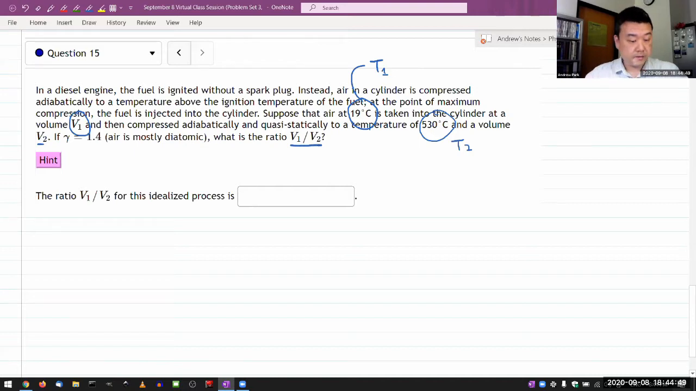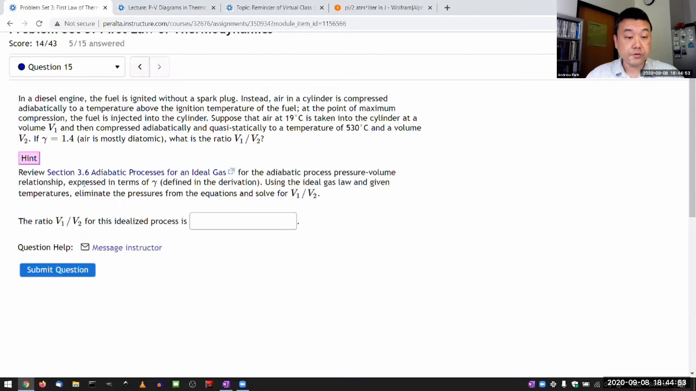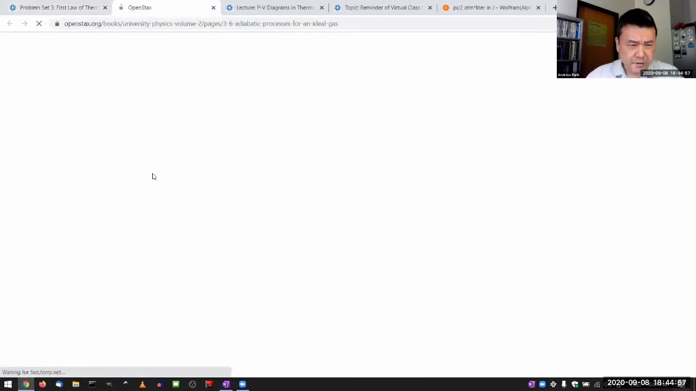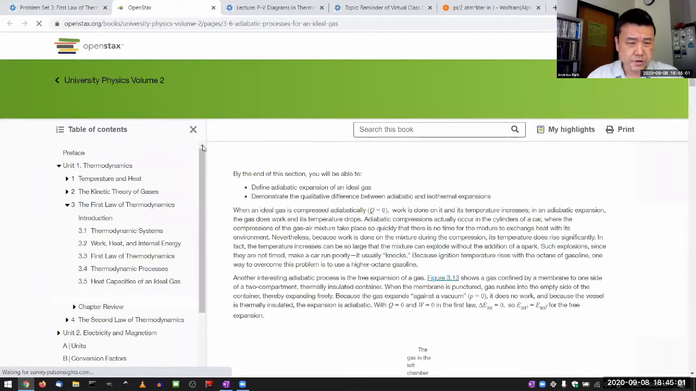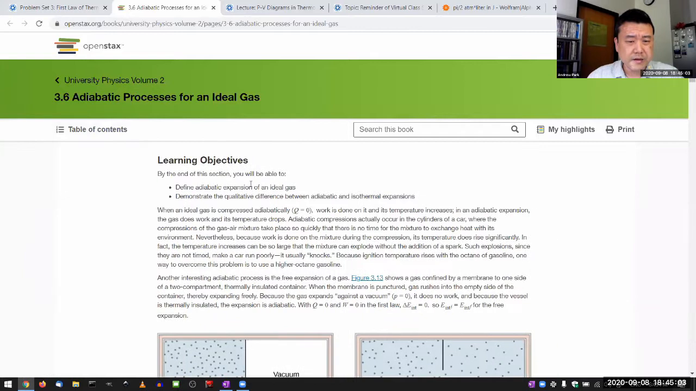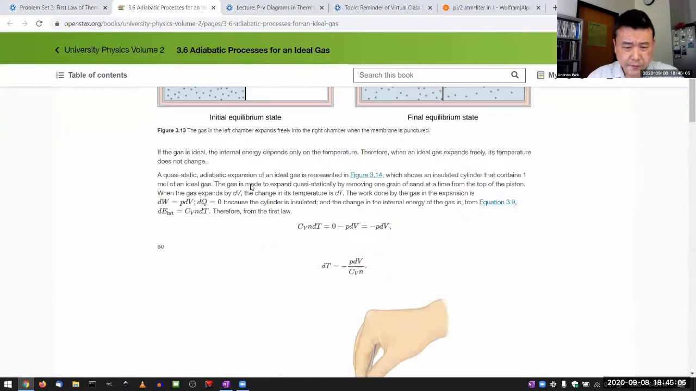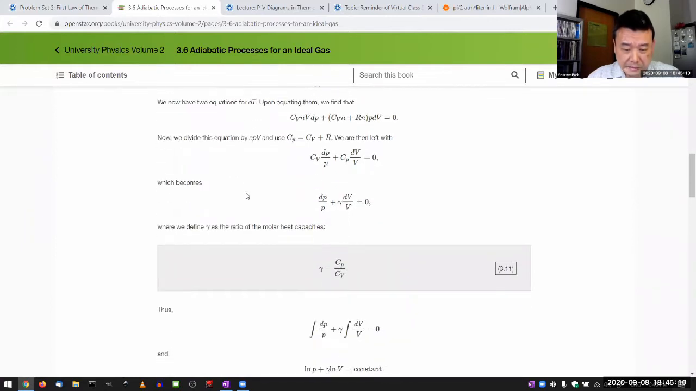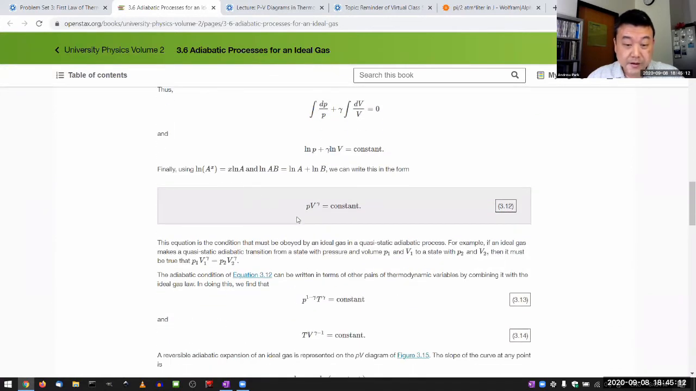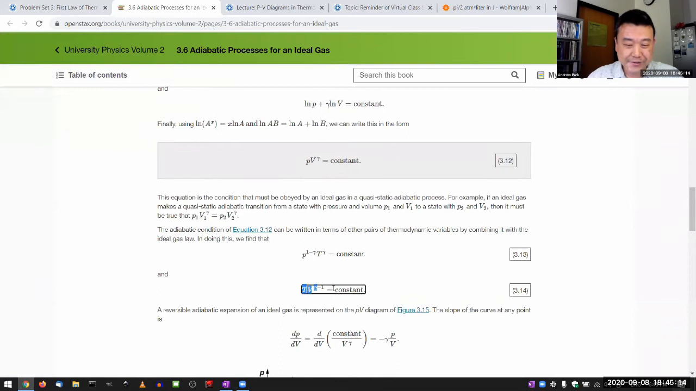And there's a hint, just as a reminder, that links you to the relevant section of the textbook. And I think the textbook might even derive the temperature-volume relationship for adiabatic processes. At least I saw it do that in a later chapter, so it might be doing that. Let me just scroll down to see. It actually does do that. It's a simple enough derivation.